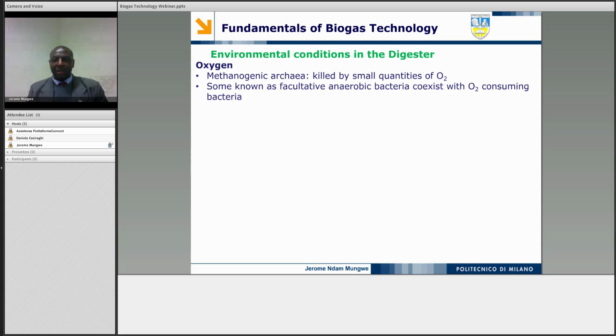As earlier mentioned, within the environment where biogas is produced, there are some conditions that are necessary for the process. In anaerobic digestion, in the absence of oxygen, it is important that oxygen is not present in the digester. Otherwise, it will kill the methanogenic archaea that are responsible for biogas production. However, there are some bacteria that can coexist with oxygen in the process. They are called facultative bacteria.